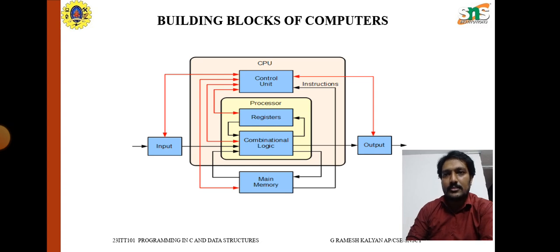So the CPU has a control unit and a processor, and the processor has registers and the logic in it, that is combinational logic or else arithmetic logic unit, we call it an ALU. And this is passed through the main memory, and again it goes back to the CPU, and we get the output from the control unit. So this is the process that is happening inside a computer. We'll see the different blocks with an explanation.